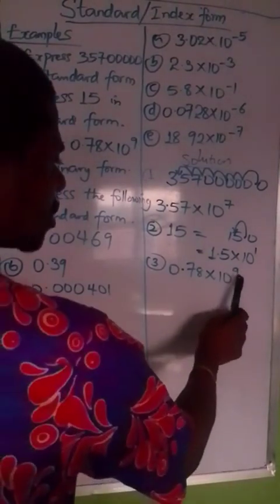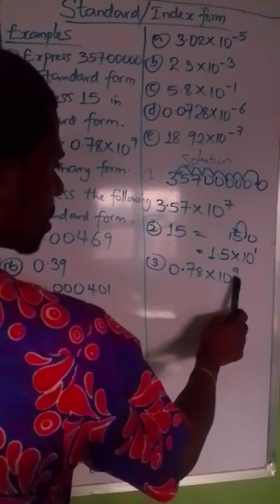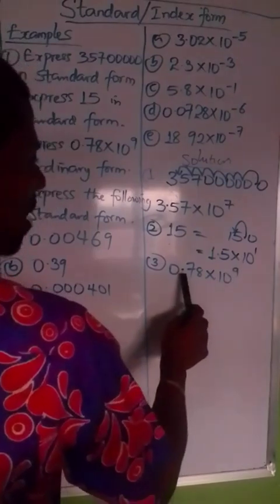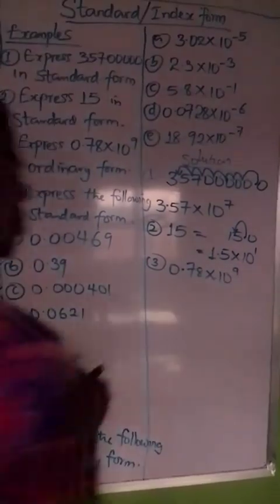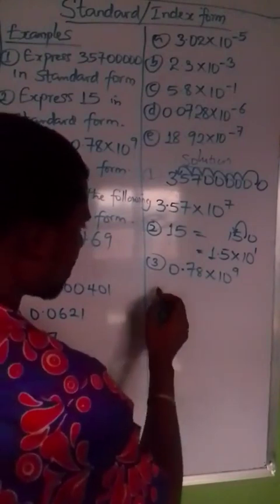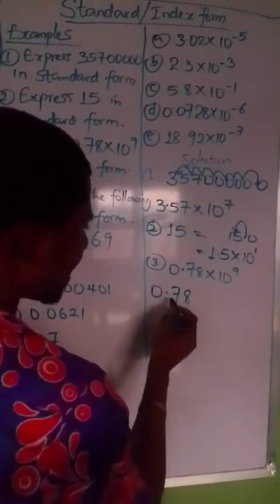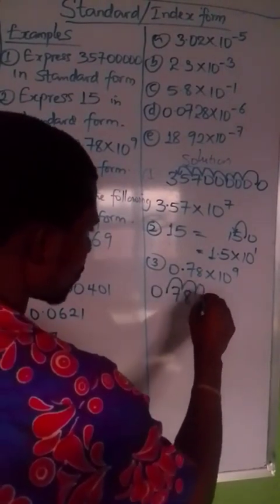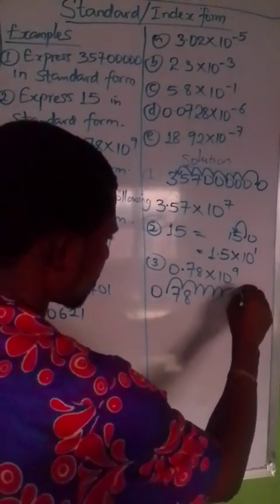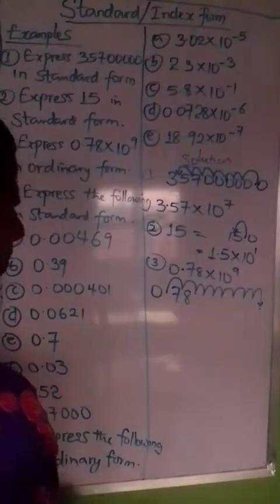Anytime your index number is positive, like 9, then your index number is moving backward. So for this, I'm going to have 0.78, and my index number will move 9 times. That's 1, 2, 3, 4, 5, 6, 7, 8, 9. So my point will come here.